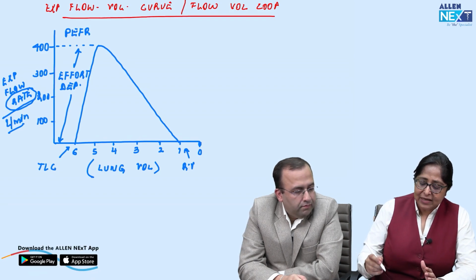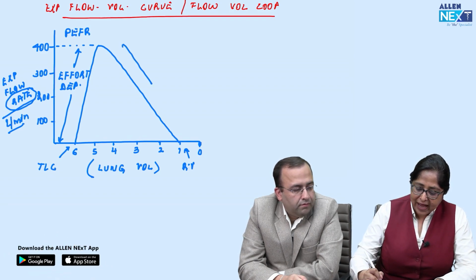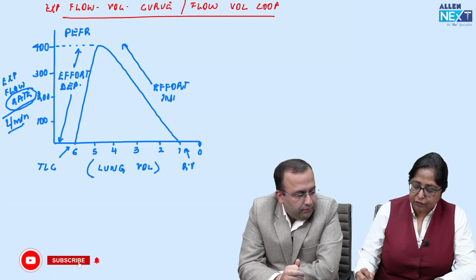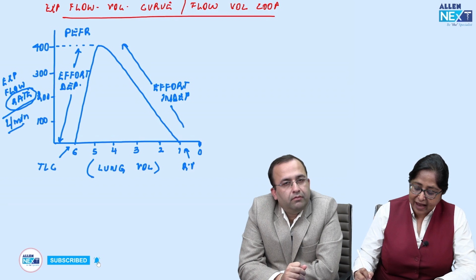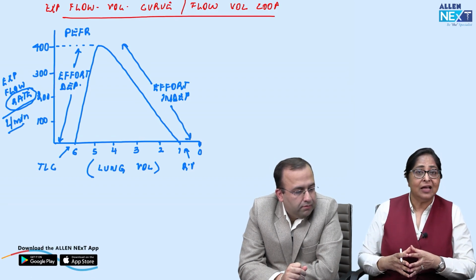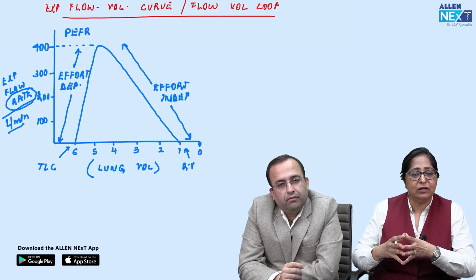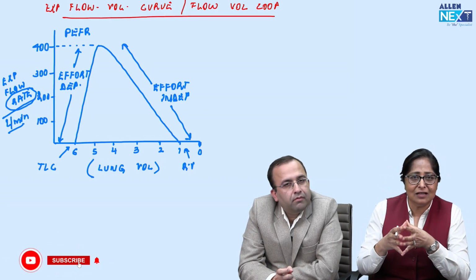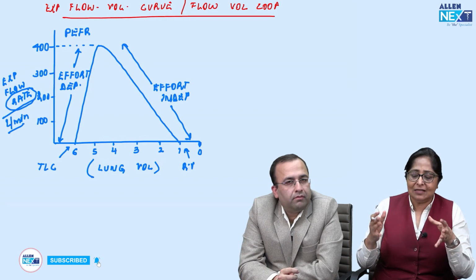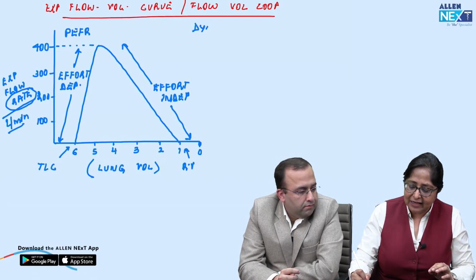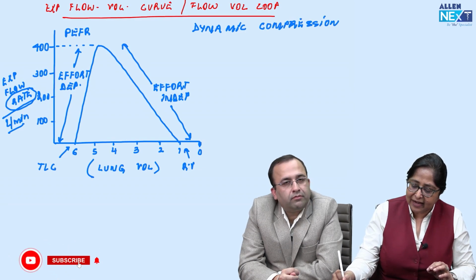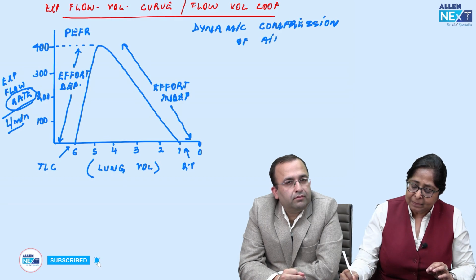So my next point is, this is known as the effort independent part of the flow volume curve. Now, why is this an effort independent part? He's using his effort to breathe out forcefully, but the flow rate, instead of increasing, has started decreasing. So what is the reason for this decrease in flow rate? It is what is known as dynamic compression of airways. And what is this dynamic compression of airways?